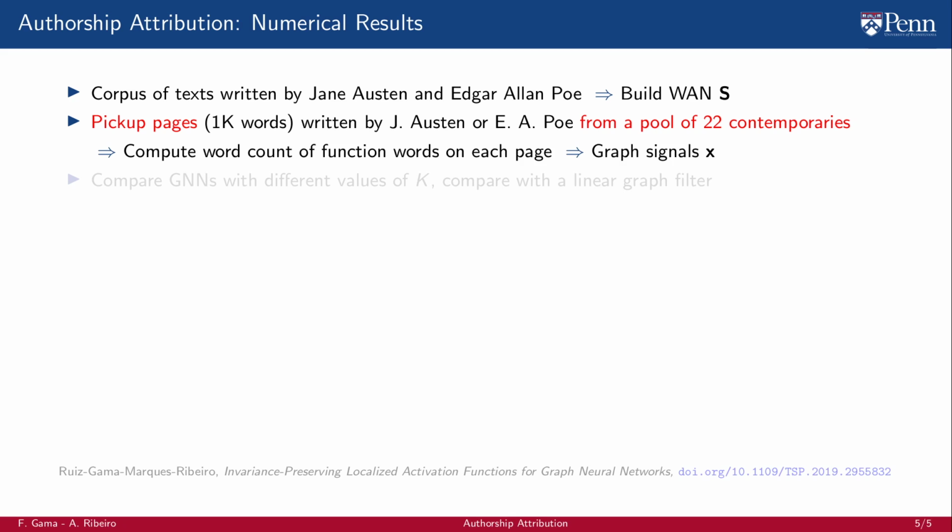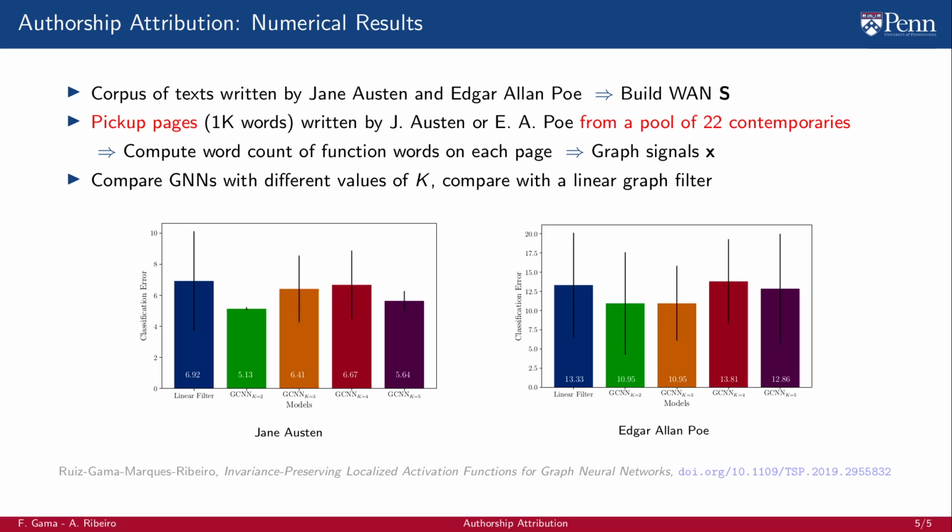We compute the word count of function words on each page to build a histogram, which we use as the graph signal X. We will compare GNNs with different values of k, showing how words related beyond direct co-occurrence affect the classification performance. We also compare with a linear graph filter. On the left, we see the bar plot where we try to classify whether a page was written by Jane Austen or not. We first see that all GNNs outperform the linear filter. We also see that the best performing GNN is that for just 2 filter taps, suggesting that the direct co-occurrence of words is good enough information to determine authorship, as was expected.